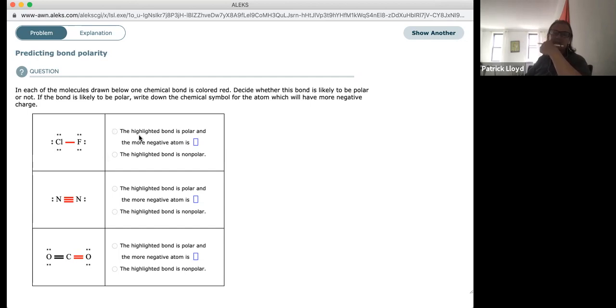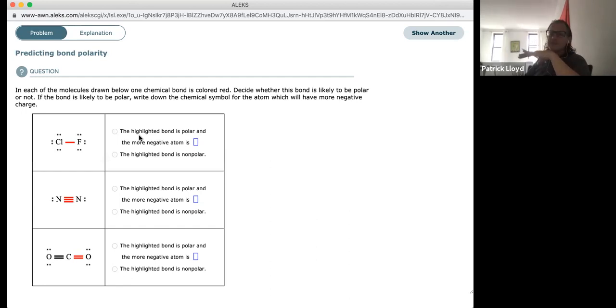There's definitely a difference between those two elements. So that's a pretty big difference, actually, 1.0. So fluorine would be negative, chlorine would be positive, and yes, it would be a polar bond. The second one is N2.